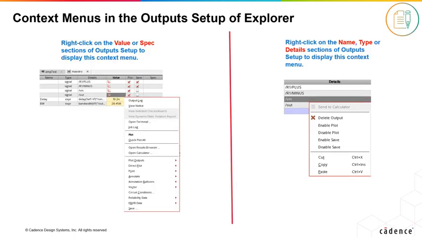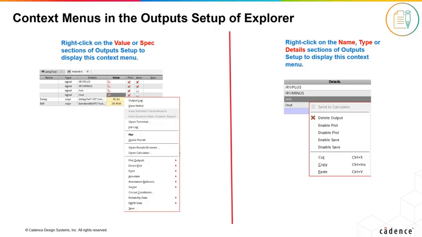There are a couple of context-sensitive menus on the slide, so if you right-click on a value or spec section of the output setup, you can display this context-sensitive menu. Now note that the value section is populated once the results are available on this column. So right-clicking over here is going to get result-related information on this tab. You can see the output log or the netlist. You can plot directly. You can see the job log, or you can additionally post-process your simulation information.